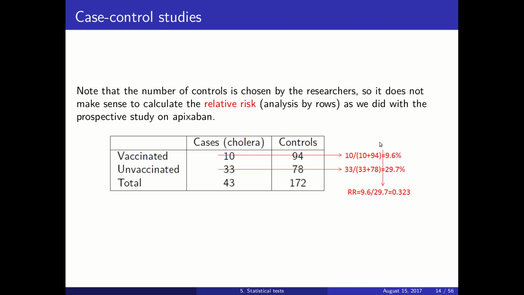And then you compute the risk ratio, the relative risk, as the ratio between these two probabilities, and it doesn't make sense in case control studies. It doesn't make sense to analyze things by rows, in which the denominator is artificially chosen by the researcher.